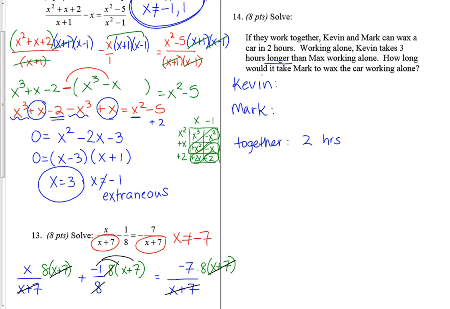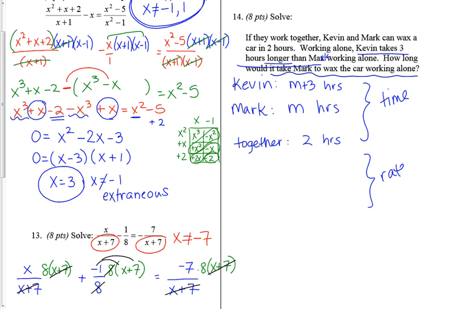I don't know how much each of them take. I do know that Kevin takes 3 hours longer than Mark. And I'm trying to figure out how long it would take Mark. So let's call Mark M, right? The amount of time it takes Mark is going to be M hours. So the amount of time it takes Kevin is 3 hours longer than Mark. So he's going to be M plus 3 hours. So this is the amount of time required. I need to look at basically the rate, or how much work they get done.